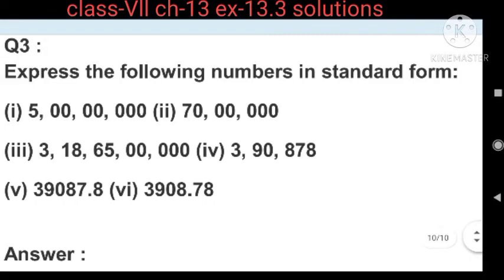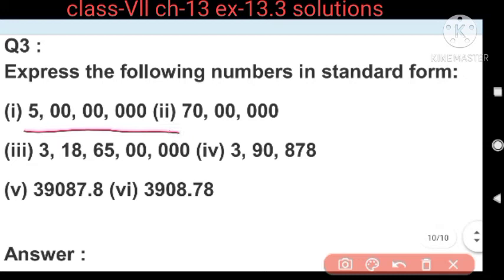Now question number 3, express the following numbers in the standard form. Okay, now we have to write them in the standard form. Standard form means in the exponential form. Because if you are writing this kind of number 50000, then it is taking too much space also. So what we do in this type of question, we write them in the standard form. Why we write them in the standard form? Because it is very easy to see, to figure out.